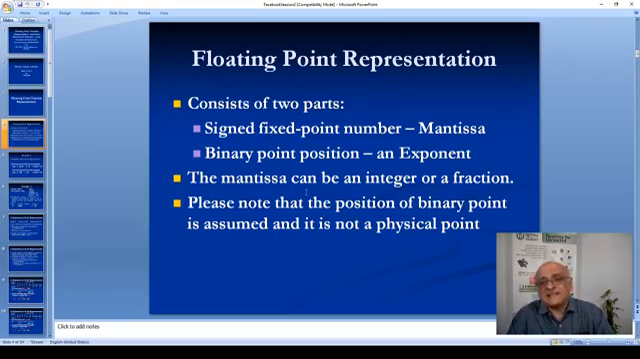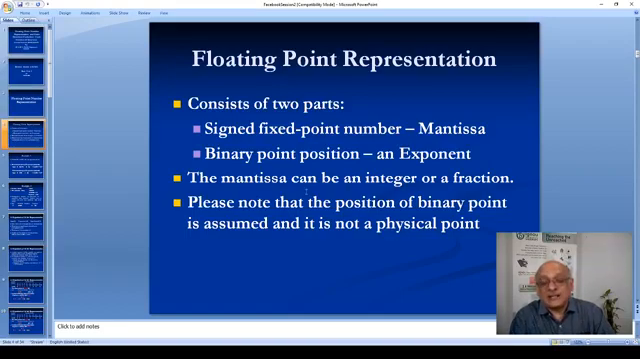Floating point representation is a direct replica of the scientific notation which we use in general. As you can see in the slide, it consists of two parts: a signed fixed point number, which happens to be the mantissa, and the binary point position. Why do we call it floating point? Because the point position is not fixed. Suppose one number is 22.5, another can be 2.25, another 2.35, another 29.75. The point position is varying, and that is what floating point is. When we represent these numbers using computers, the mantissa can be either an integer or a fraction. It is as simple as that.